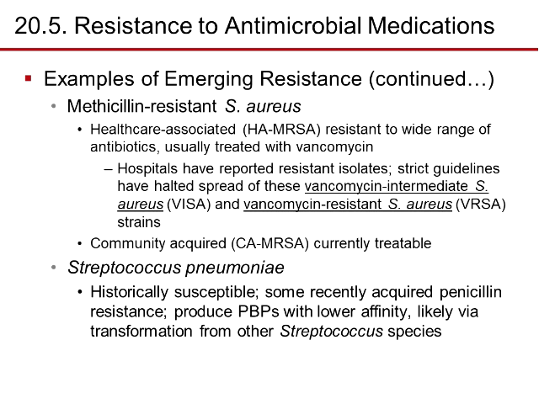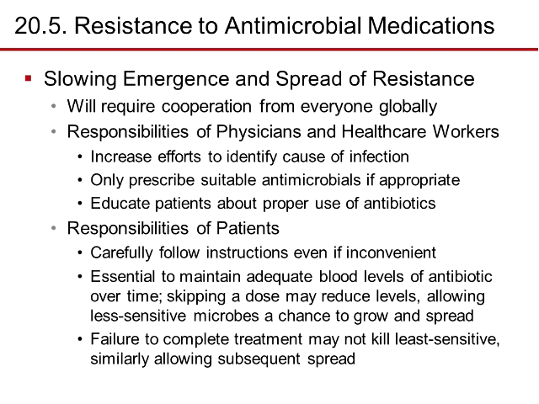Streptococcus pneumoniae has historic susceptibility, but we're seeing some recently acquired penicillin resistance. We used to use penicillin against strep pneumonia very easily, but it's producing PBPs with lower affinity, likely via transformation from other Streptococcus species. So this resistance is being transferred from different strep species and maybe even staph species. So there's a slowing emergence and spread of resistance. And I wouldn't say slow. I would say it's gaining speed.